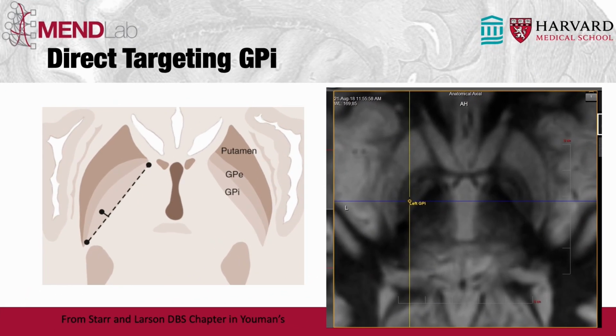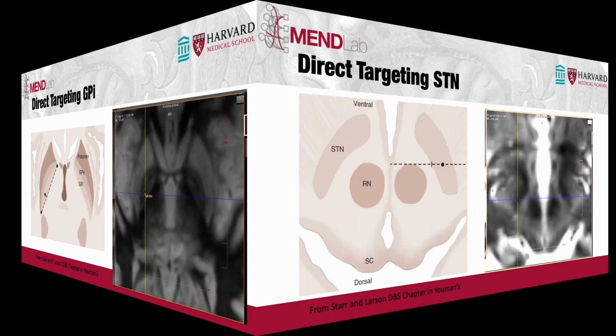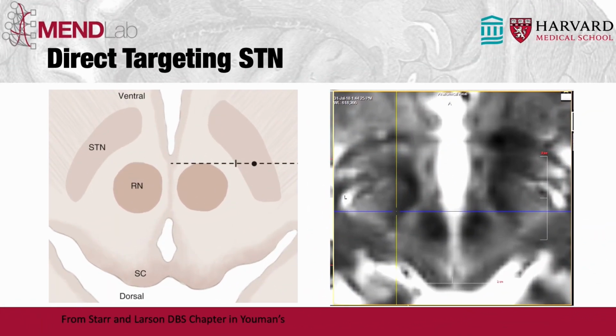To directly target things, we use images that can visualize these structures better. So for the GPI, for instance, we can use an F-gator or a white matter null or any sort of inversion recovery type sequence where you can see the border between the GPE and GPI, and then target the GPI directly. Or for the STN, you can use a T2 or a SWE scan or some sort of image that really shows you the STN really well. And also the red nucleus is another good landmark that helps you target within the STN accurately.